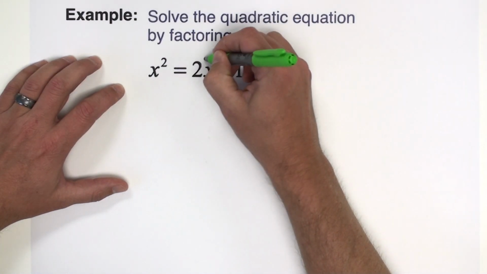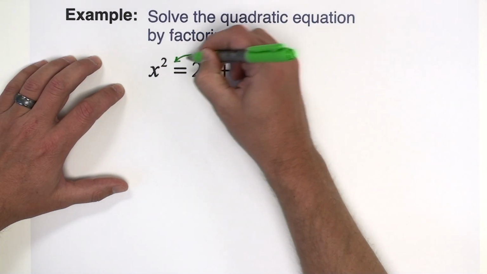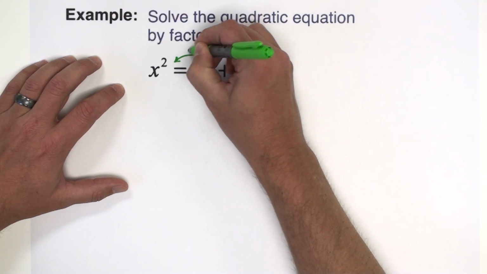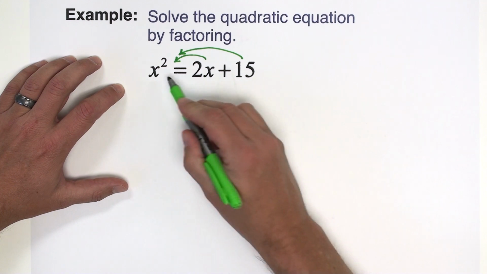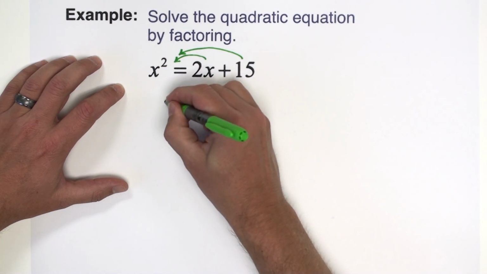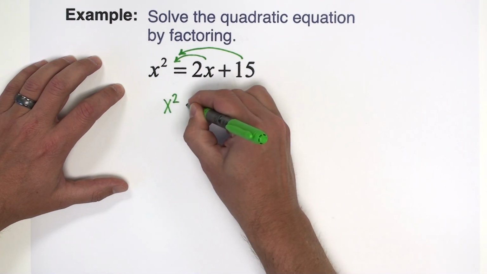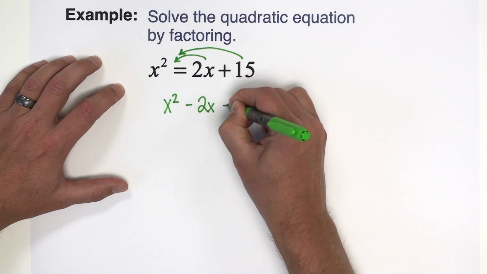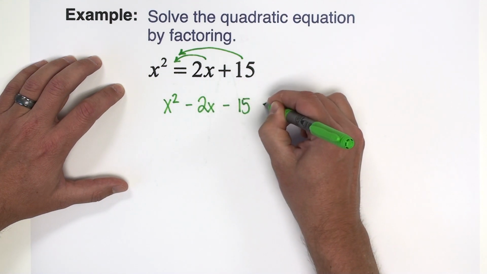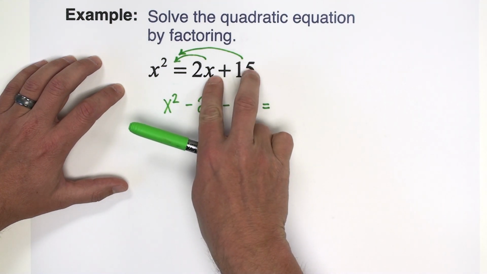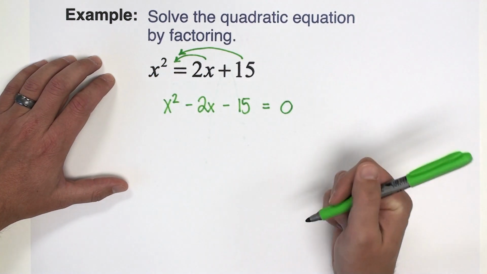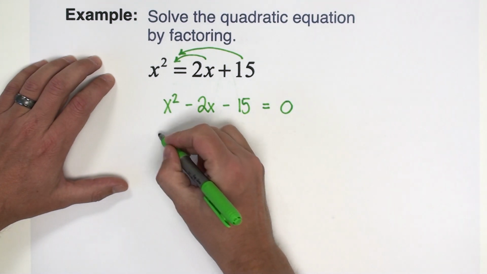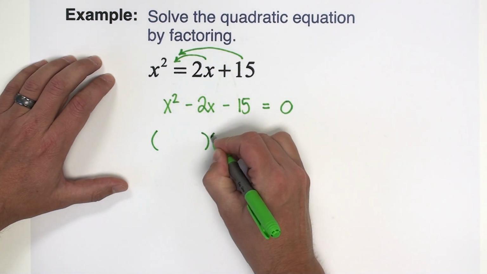So I'm going to begin by moving the 2x over to this side and moving the 15 over to that side. And since they're positive numbers over here, they're going to be negatives on that side. So we're going to have x squared minus 2x minus 15. And taking those two numbers over to this side leaves nothing in its place. So now I've got my equal to 0. Once I'm set up equal to 0, now I can open up my factors.